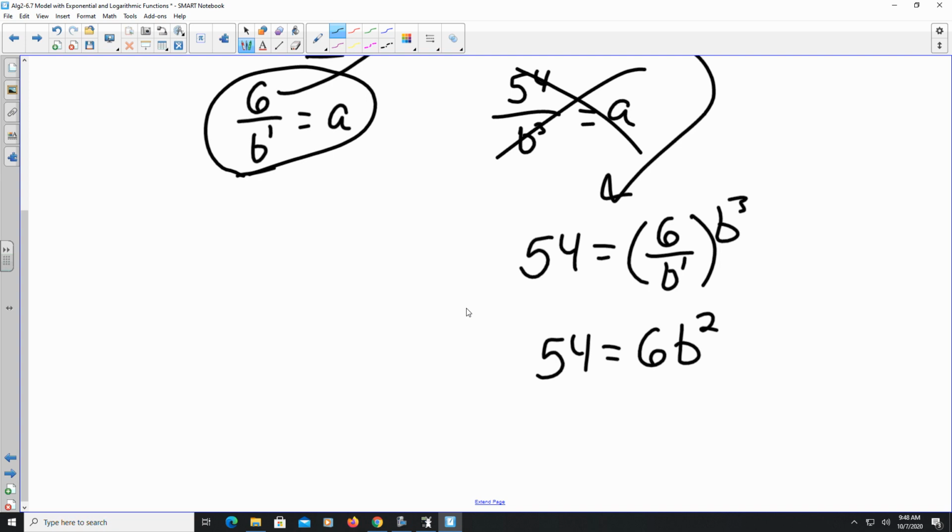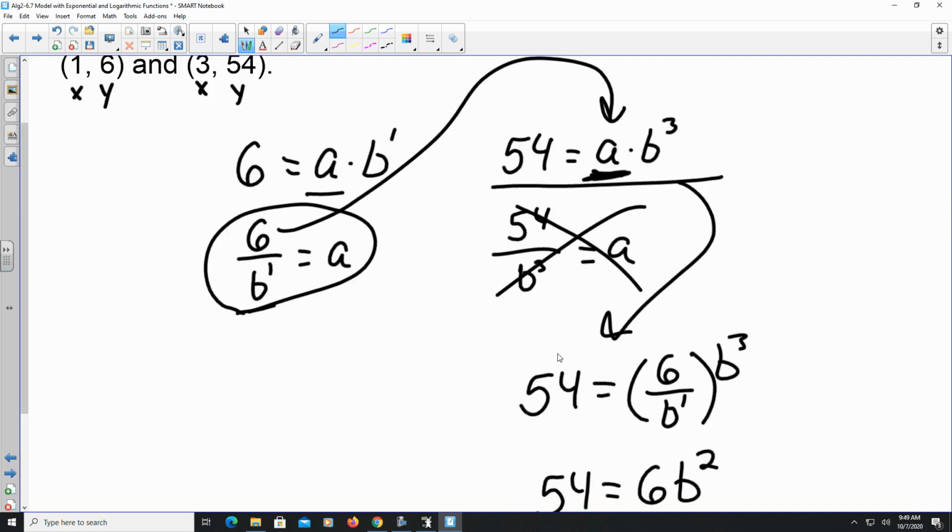So I'll divide 6 to both sides. So now I got 9 equals b squared. This is squared, so I'm going to take the square root of both sides, which means that b is going to equal 3. So now we found 1. Let's find the other variable, find the variable a. So I'm going to now look at which variable b has the smallest exponent, so I'm just going to use this one here.